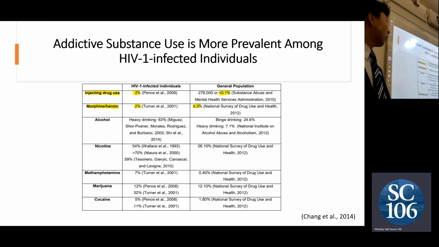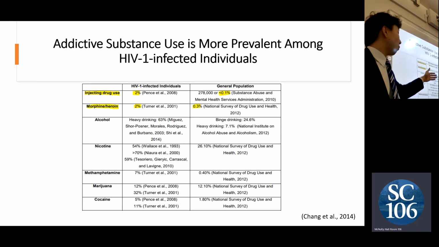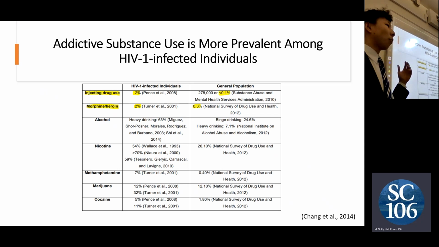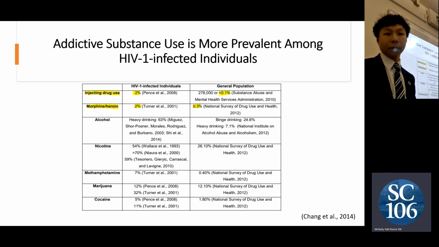Addictive substance abuse and use is more prevalent among HIV-infected individuals. This table looks at the percentage of HIV-infected individuals who use a variety of substances, compared to the general population. We can see that in each of these percentages, it is more prevalent in HIV-infected individuals than the general population.